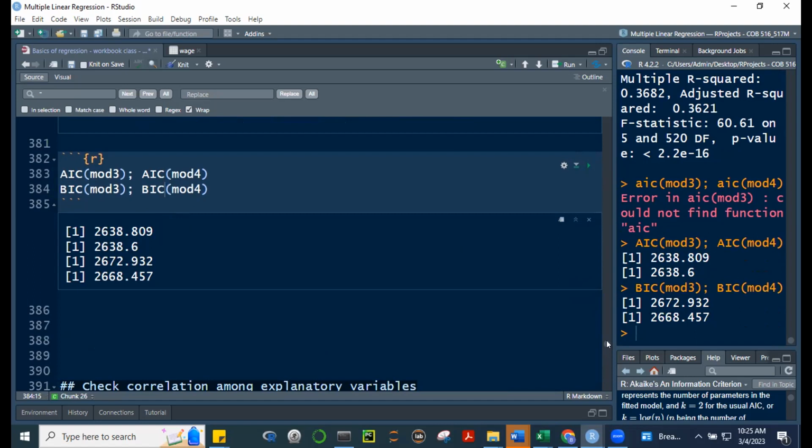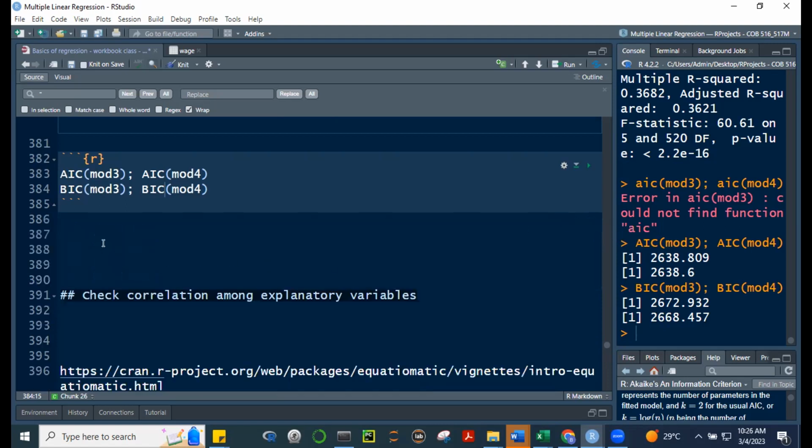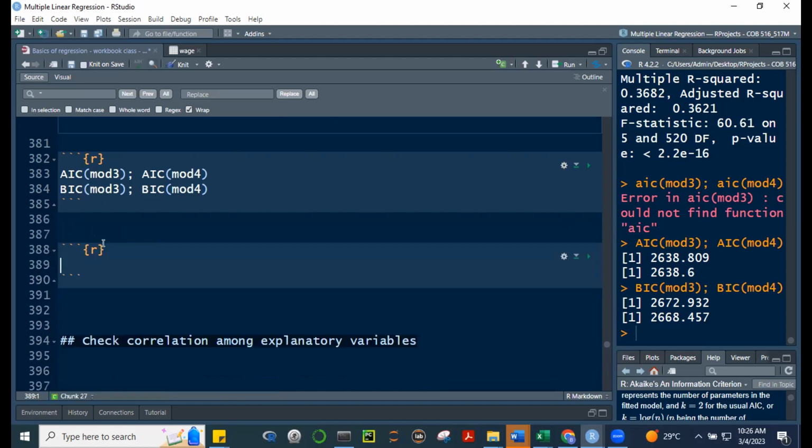So we can see here a conflict, no? In terms of R squared, adjusted R squared, model 3 is better because it has the higher R squared. But in terms of information loss, in terms of AIC, model 4 is better because it has the lower AIC and the lower BIC, but it's quite close, no? 2638.8 versus 0.6. All right, so based on adjusted R squared, model 3, based on AIC, model 4. But of course, we're going to use ANOVA now.